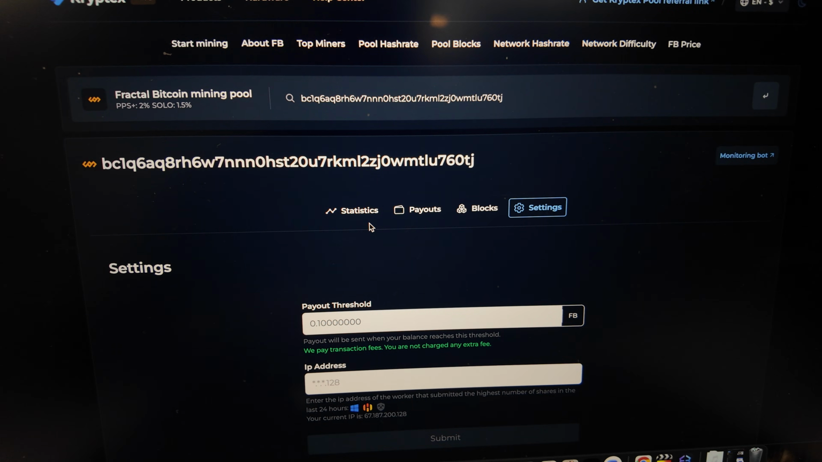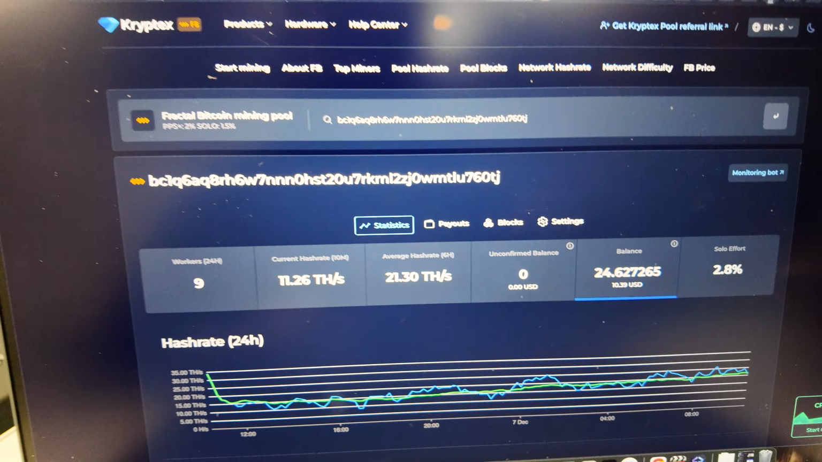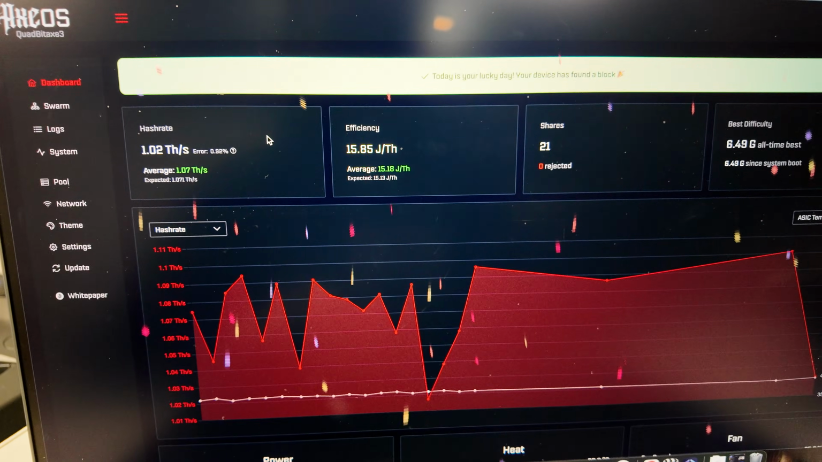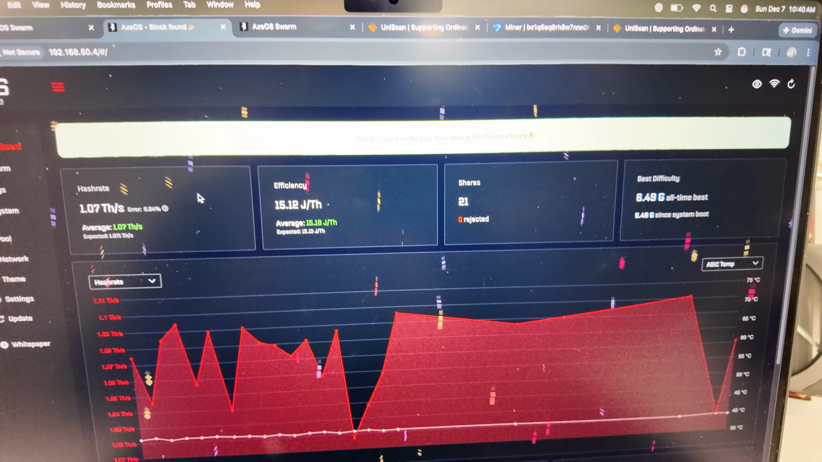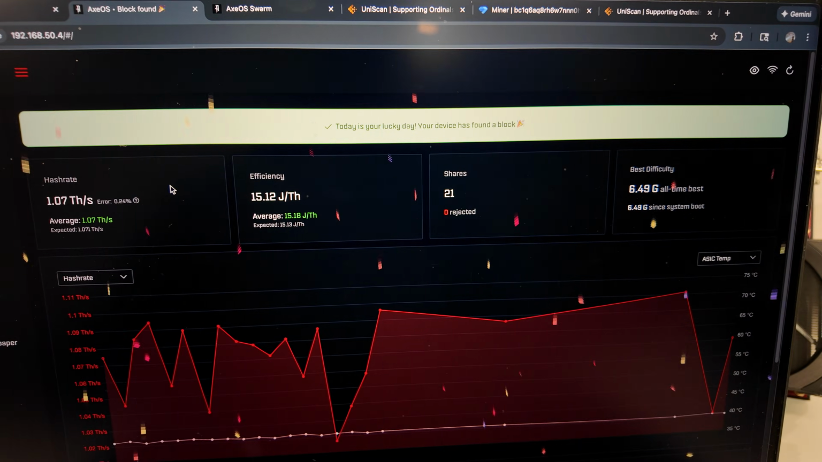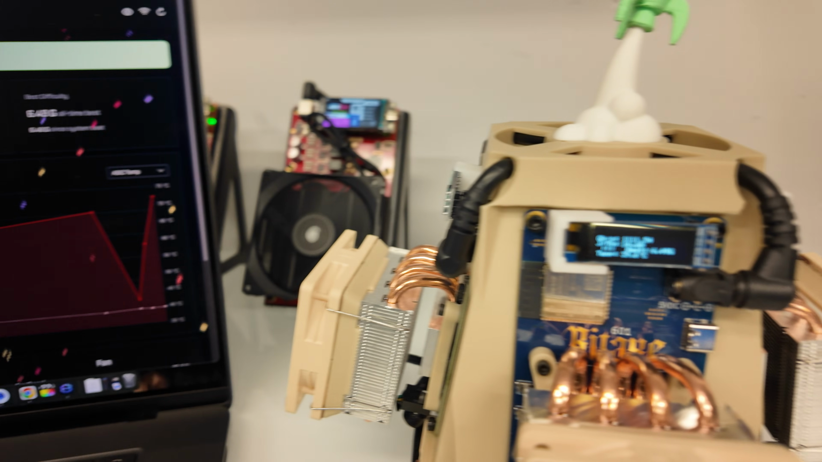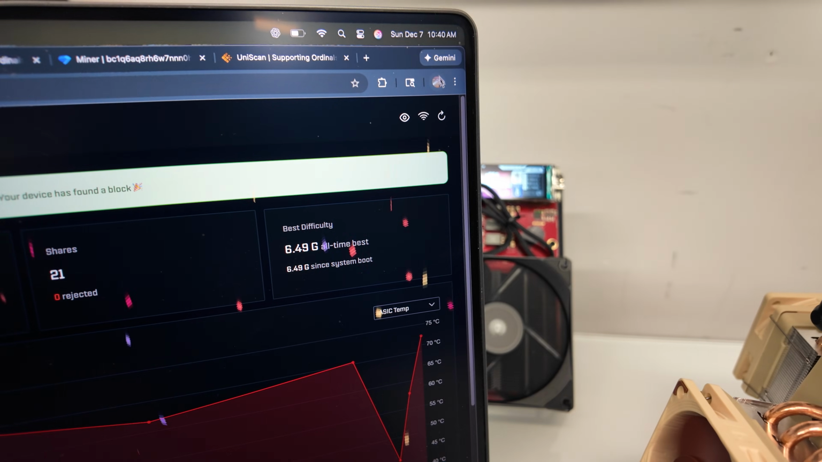But yeah, overall, pretty exciting, pretty cool when you wake up and a block is found and you see the raining confetti. And how you get this message to go away from your Axe OS and from this device here is you just need to restart it.